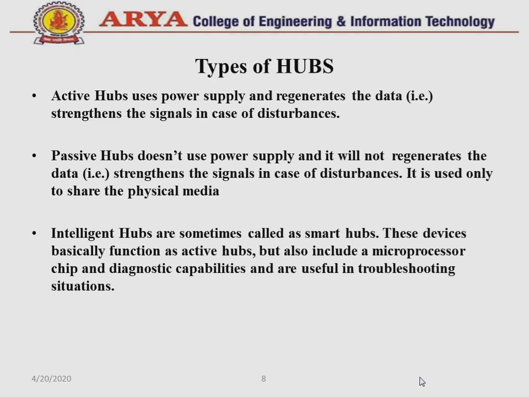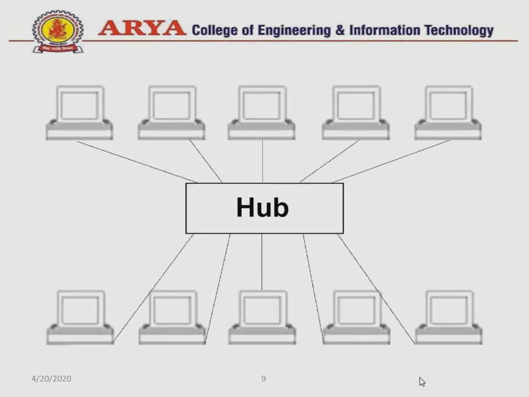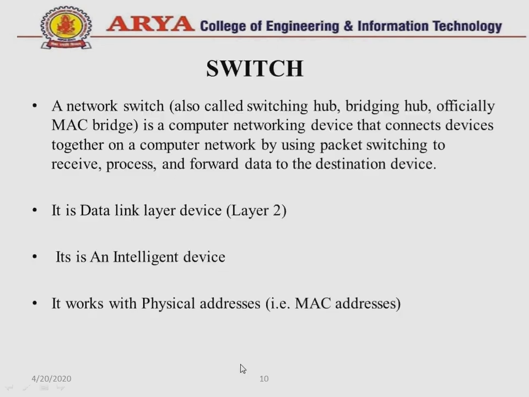Intelligent hubs are sometimes called smart hubs. These devices basically function as active hubs but also include a microprocessor chip and diagnostic capabilities, and are useful in troubleshooting situations. This is the configuration of a hub, in which the hub is a central unit controlling different systems.